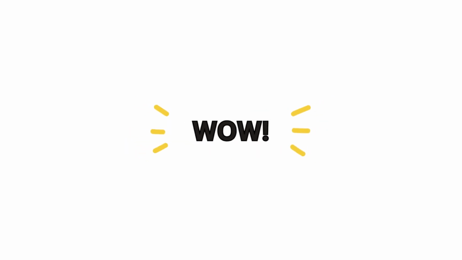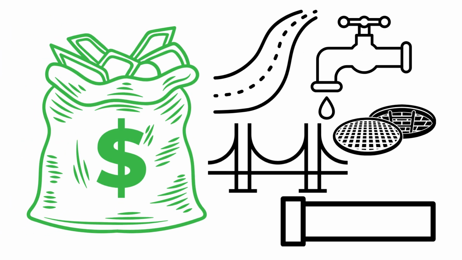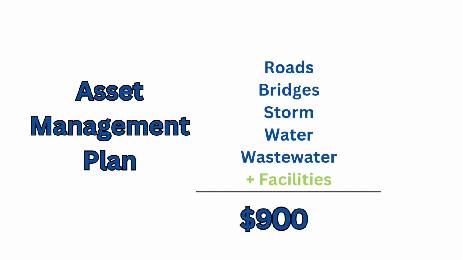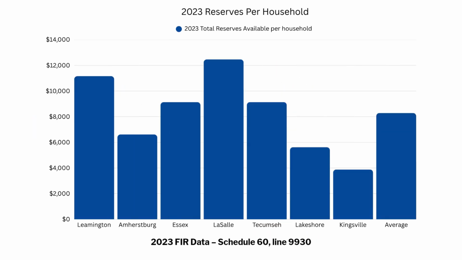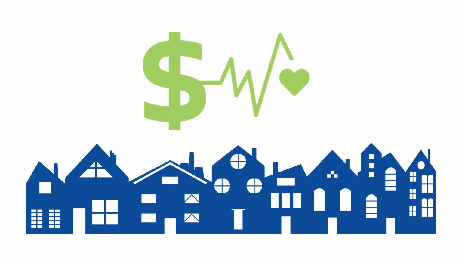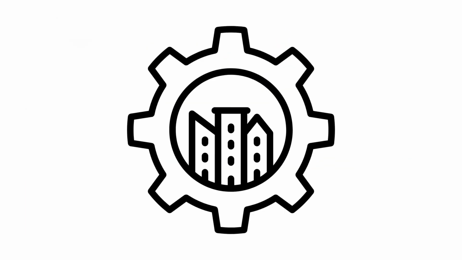This may sound like a lot of money, but relative to the cost of infrastructure and other assets that the town is responsible for, it's actually not. In our asset management plan, the replacement cost of our core infrastructure and other assets is nearly $900 million. Kingsville currently has the lowest level of reserves in the county and is way below the average reserve balance per household.